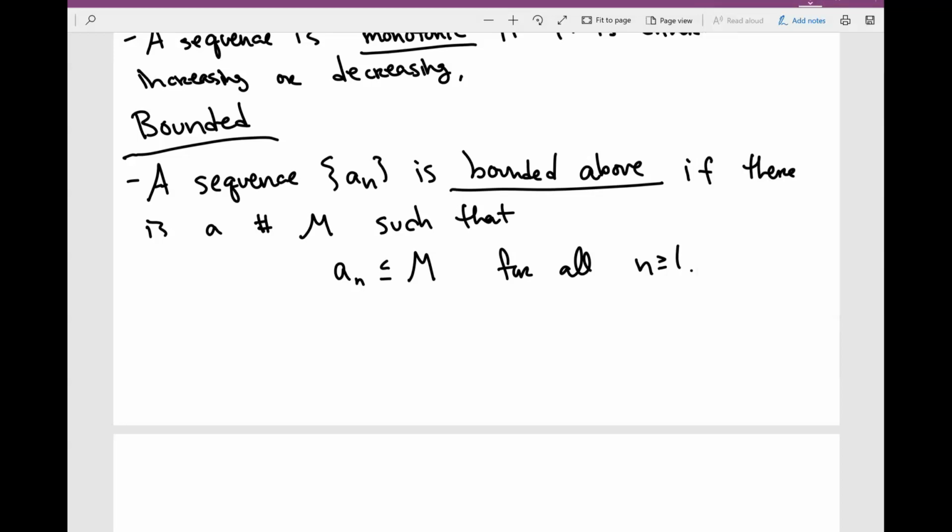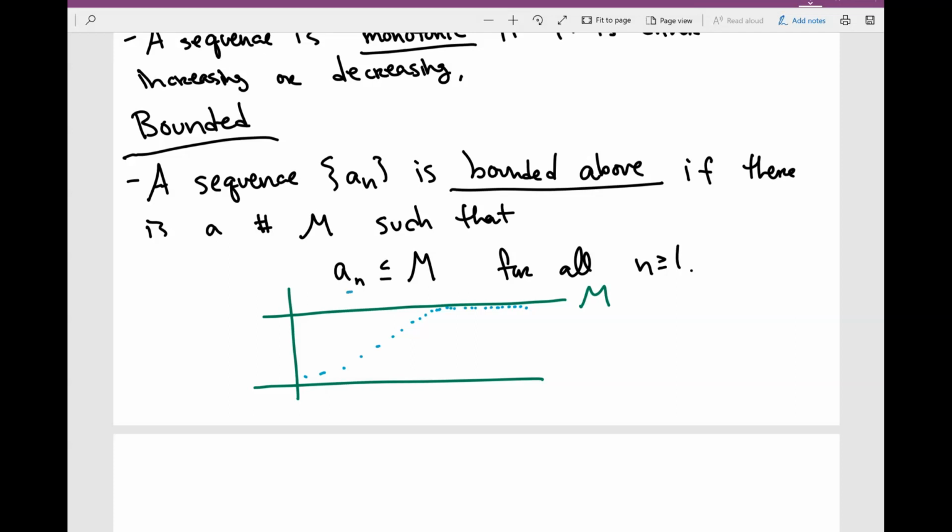So if I were to kind of look at this as a picture, let's say here is m, here is a number m, okay, and here's my sequence. What this means is that if I had my sequence of numbers, and you can see that they're kind of increasing, but all of the values are less than this number, then what we say is that this sequence is bounded above because there's a maximum number that this sequence cannot exceed, which means that a sub n is much smaller than this number, it's right below it. So that's what it means to be bounded above.